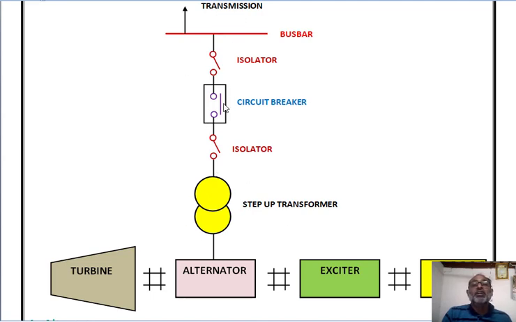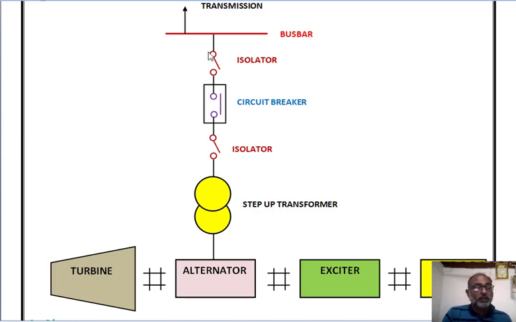That means in faulty condition, what does the circuit breaker do? It isolates the transformer from this transmission line. So remember, in healthy condition, the step-up transformer is connected to the transmission line with this circuit breaker. But when a fault occurs, the transformer is isolated from the transmission line. So the circuit breaker is the most important equipment in the electrical circuit.